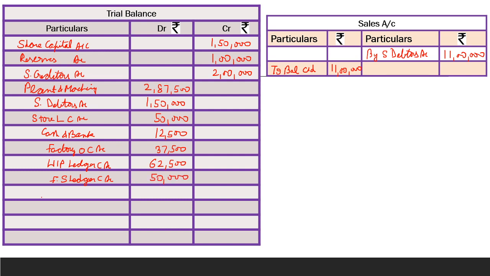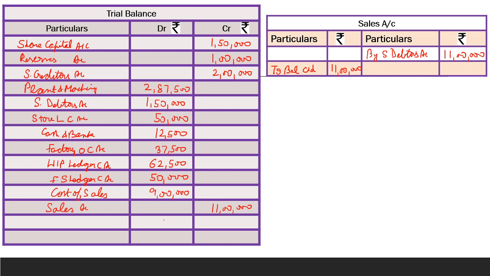Our next account is cost of sales. So cost of sales is also a debit balance of 9 lakh rupees. And our last account is sales account, which has a credit balance because sales is our income. So on the credit side we write 11 lakh rupees. So these are the balances of different accounts.